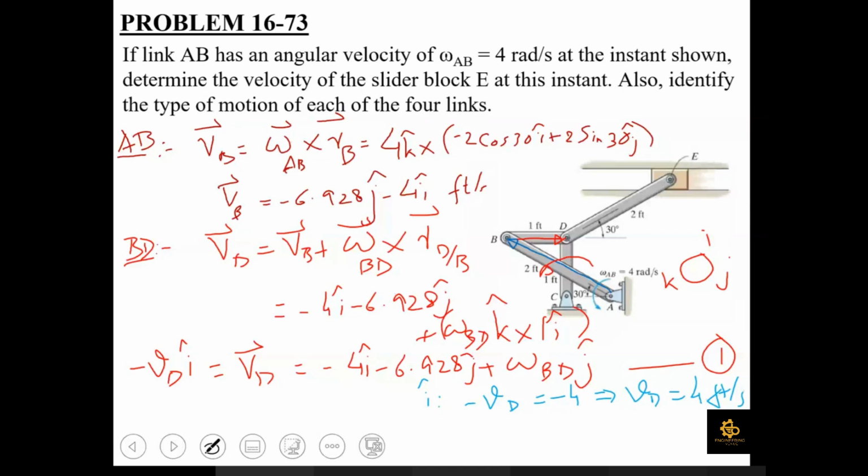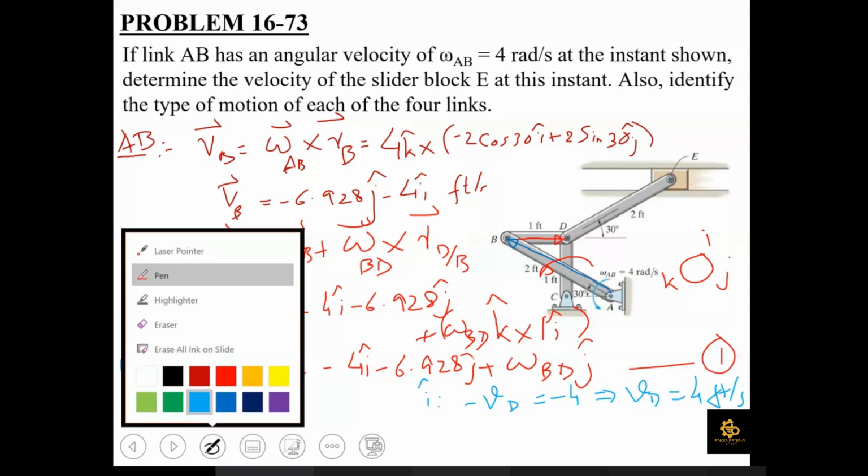पॉजिटिव आने का मतलब क्या है कि जो आपने assumption ली थी कि VD is moving towards the left, it is correct. पॉजिटिव आने का मतलब ये नहीं है कि the velocity of D has a direction towards the right. Rather, जो आपकी assumption थी कि D is moving towards the left was correct. That's why VD positive आ गया है. Is this point clear to all of you?